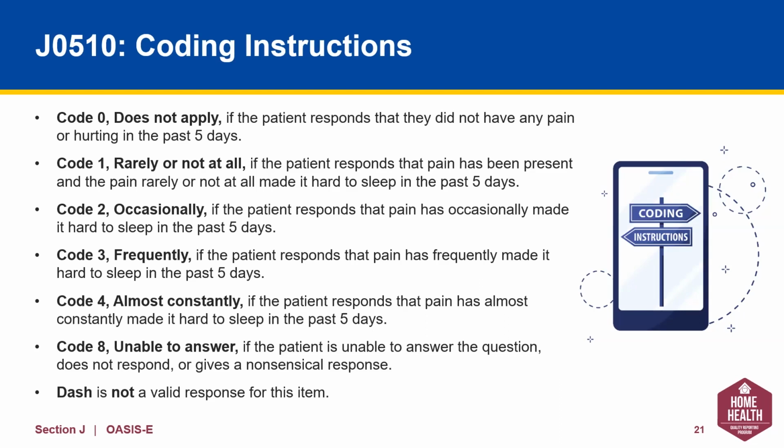Code 2, occasionally, if the patient responds that pain has occasionally made it hard to sleep in the past 5 days. Code 3, frequently, if the patient responds that pain has frequently made it hard to sleep in the past 5 days. Code 4, almost constantly, if the patient responds that pain has almost constantly made it hard to sleep in the past 5 days. Code 8, unable to answer, if the patient is unable to answer the question, does not respond, or gives a nonsensical response. And dash is not a valid response for this item.